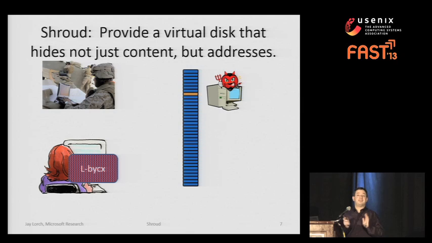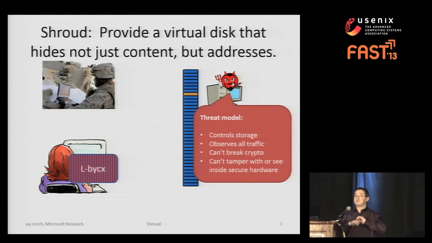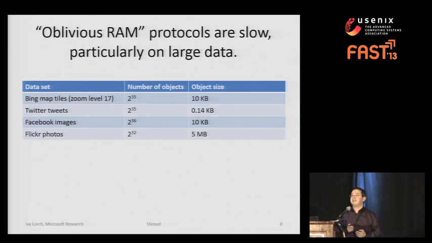And we're going to do this assuming a very powerful adversary, one who controls all of storage, sees all of the traffic. All that he can't do is break cryptography and tamper with or see into certain trusted hardware I'll describe later. So how do we do this apparently magical thing, fetch a block from somebody without telling them which block we're asking for? Well, the theory community has something called Oblivious RAM that lets you do this.